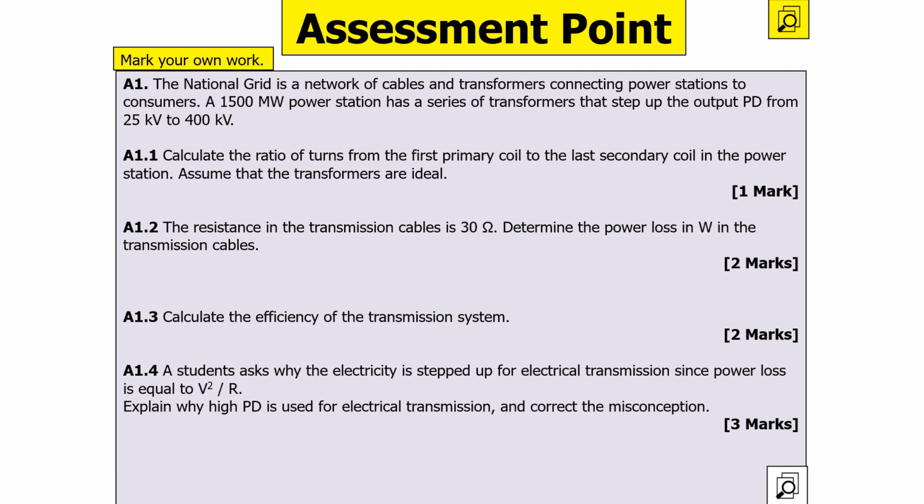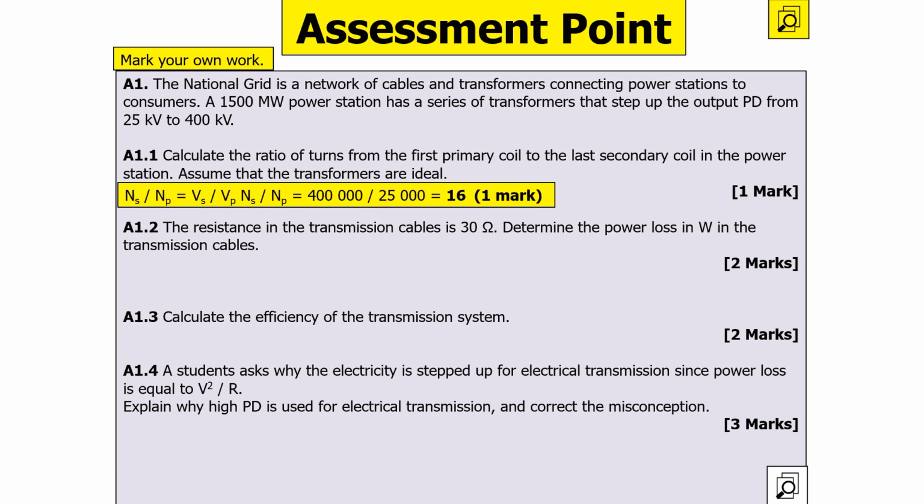Right, in this first one, once again, we're using the transformer equation. So NS over NP equals Vs over Vp, so therefore we can work it through to be 400,000 over 25,000. Remember, it's kilovolts and kilovolts, so we turn those into volts, so we get our ratio of 16 to 1. Now, what's the power loss?